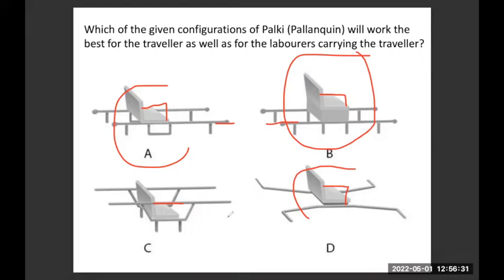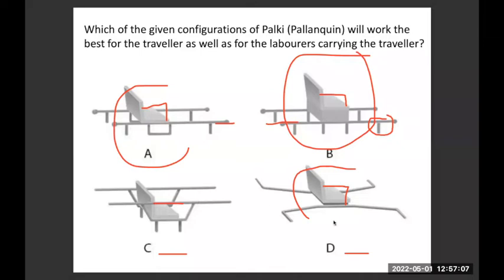It is raised much higher from the ground compared to option C and option D. Why? Because of these stands which are given here. Yes, it makes it easier for the person who is sitting on it to step on and then sit here, but it makes it difficult for the laborer, because the more raised the palki is, the higher the burden the laborer feels on his shoulders.